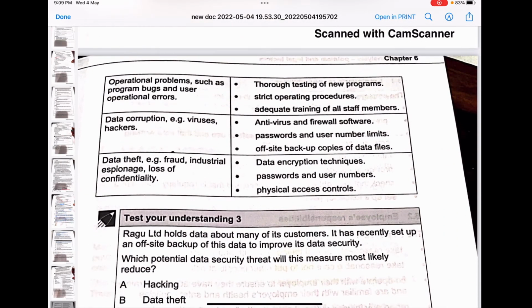Operational problems such as program bugs and user operational errors: thorough testing of new programs, strict operating procedures, adequate training of all staff members. Data corruption, viruses and hackers: antivirus, firewall software, passwords, off-site backup copies of data files. Data theft, for example fraud: data encryption techniques, passwords and user numbers, physical access controls.